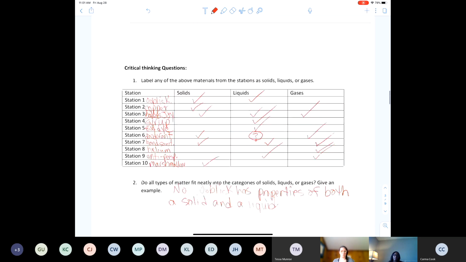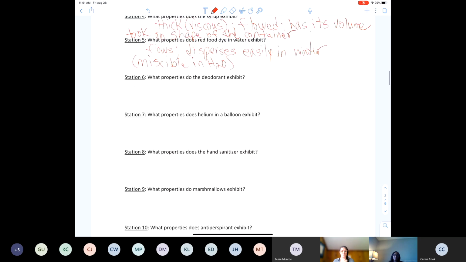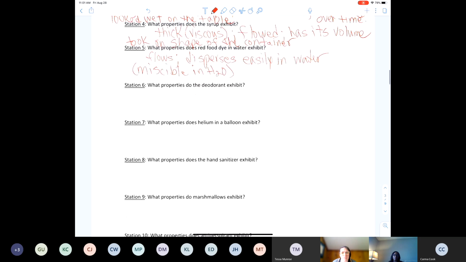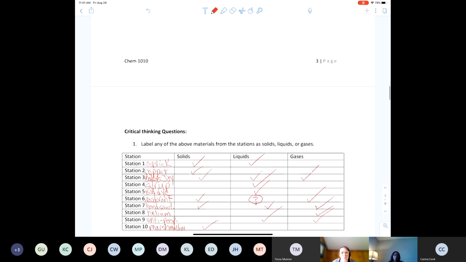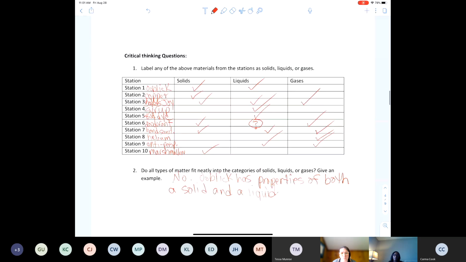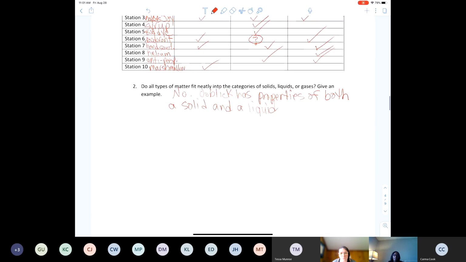So make sure that you filled out your properties. Give me at least 2 or 3 properties for each of your substances. Put in your check marks in the critical thinking question 1. Answer the question. We already answered that one. No, all of them didn't fit neatly into one category. And I've given one example of one that didn't.